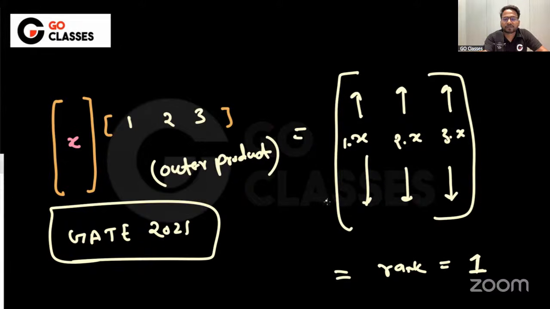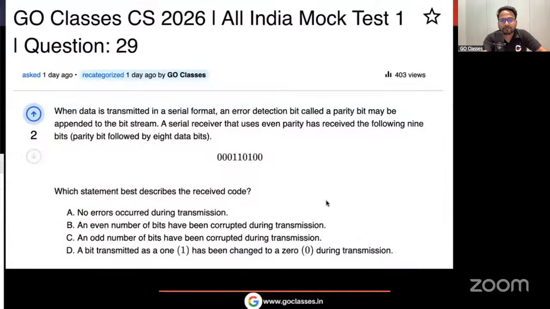Okay, now let's move to the next question. In this question, they are saying you have even parity. An even parity bit may be appended to the bit stream. A serial receiver that uses even parity has received the following 9 bits: a parity bit followed by 8 data bits. So you have one parity bit, 0, and 8 data bits, which are 0011 0100. This is the data that you have received.